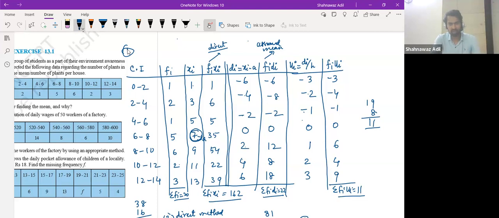Remember, in your exam, you don't need to write all the other methods. You will do the question applying only one method. You have to decide which method you are going to apply. And for the decision, you have to check whether you have big numbers or small numbers.